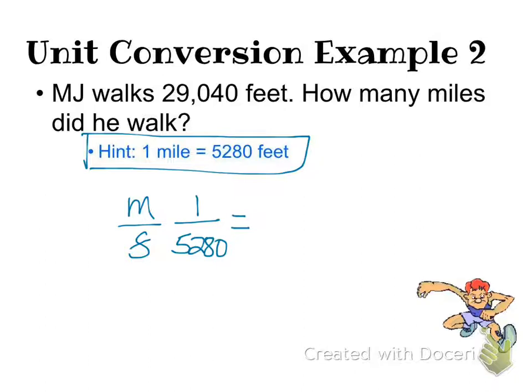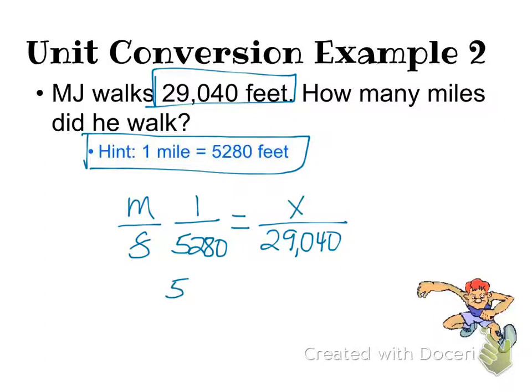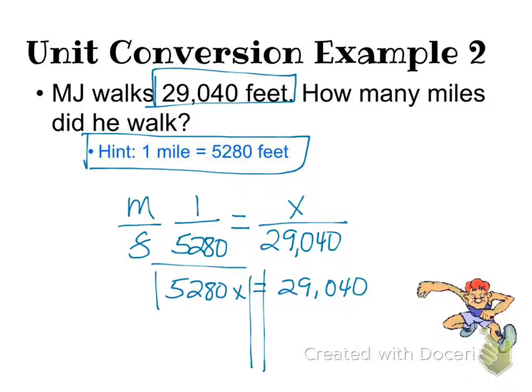Then what does 29,040 go next to? Feet. 29,040 goes right here. What goes above it? X. Good. Okay, cross multiply. So we have 5,280x equals 29,040. Now we are going to have to do a little work to solve this one. Line up our equal sign, box the x, divide by what number? Are you writing this? 5,280 on both sides.